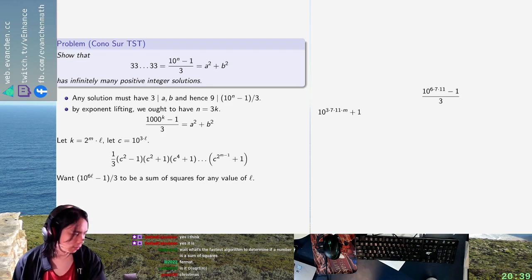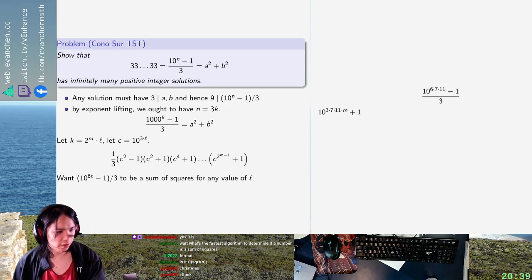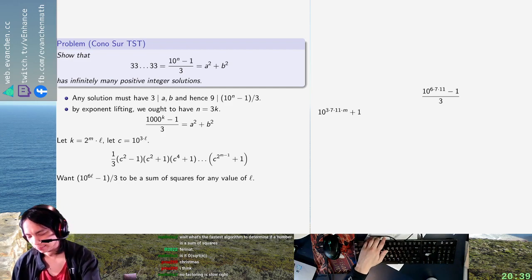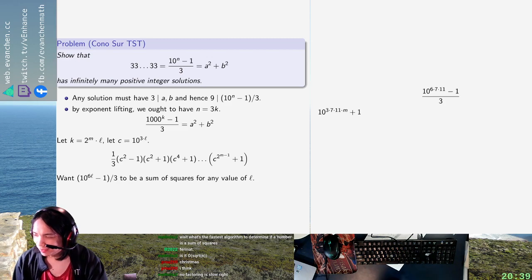It's the fastest to determine. Christmas is hard because it requires you to prime factorize that, right? If you're talking about runtime, factoring is a hard problem. Or at least we think it's a hard problem. It's not NP complete, so we don't know for sure. It's not even NP hard, I think. It's just NP.